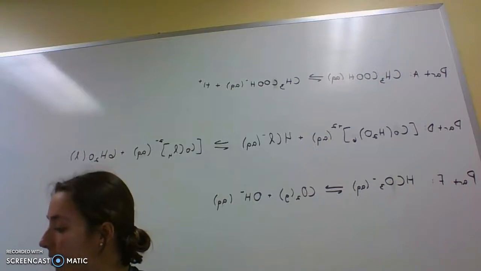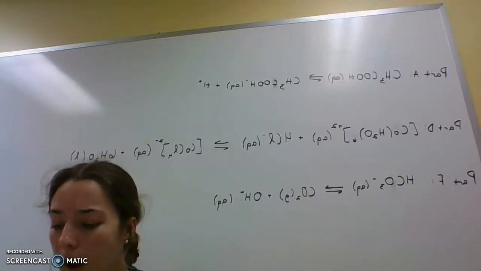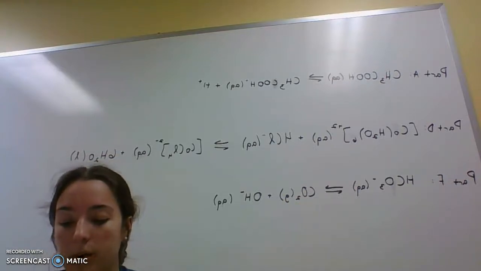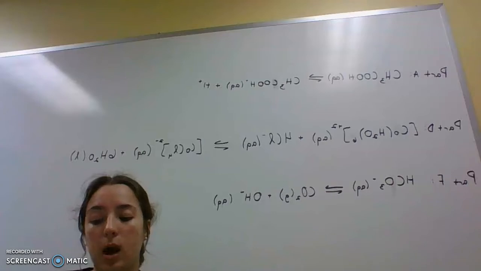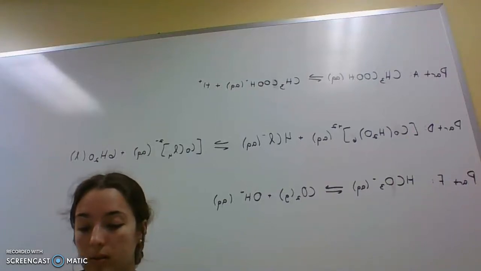Finally, part F was the bicarbonate / carbon dioxide equilibrium reaction, and that was part F here. So the equation is HCO3 minus aqueous yields CO2 gas plus OH minus aqueous.